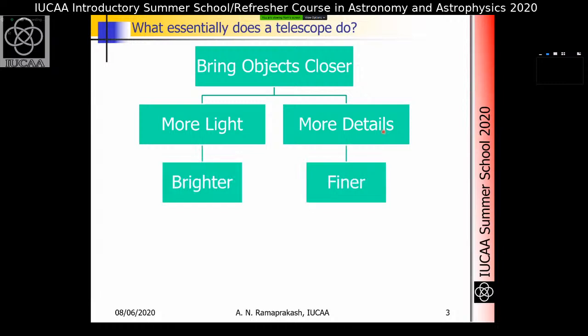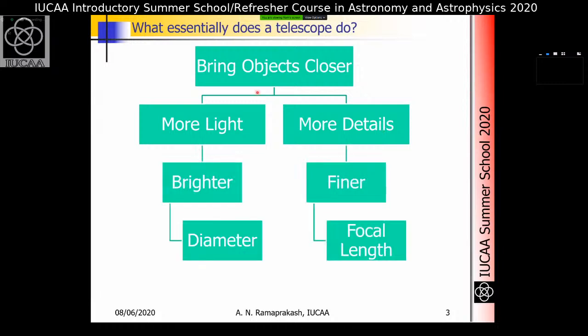Now, the aspect of the telescope which allows it to collect more light is the diameter of the objective of the telescope, or the primary optics of the telescope. The larger the diameter, you collect more light from a distant object. The ability of a telescope to see fine details, more details, is defined by its focal length. So diameter defines how bright an object becomes when you look through a telescope. Its focal length defines how much more details you can see as you look through the telescope.